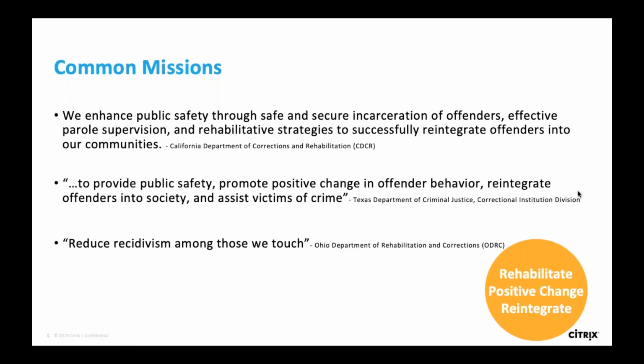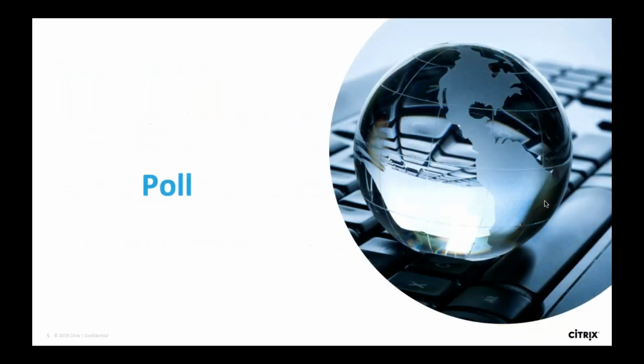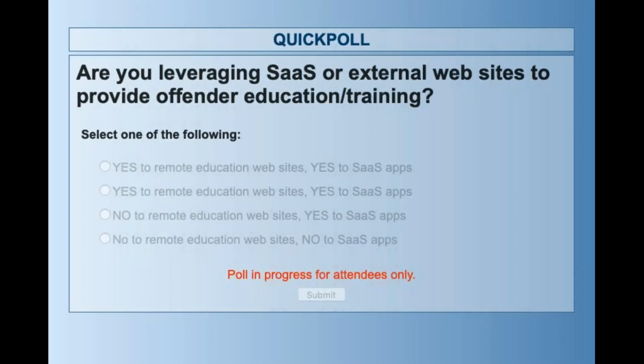So let me start off today's session with a quick poll question. The first poll question is about leveraging SaaS applications or external websites to provide your offenders education and training. Are any of your organizations today using a SaaS web-based app for the learning management system, or are you participating in distance learning courses for a GED or a college program? Just very interested to see that. I'll give the poll about another 30 seconds to go, and then I will move forward and show the results.